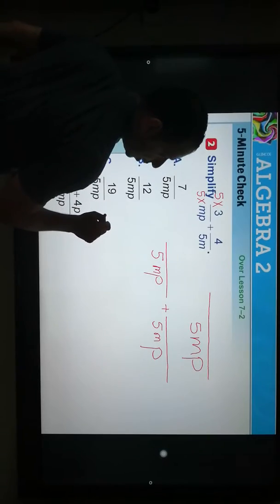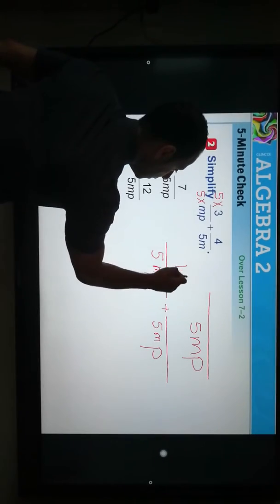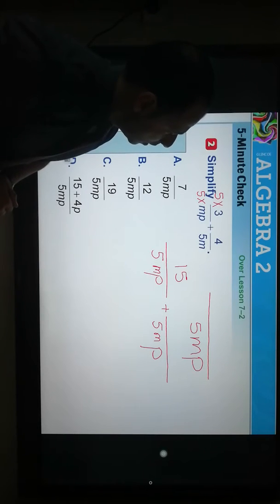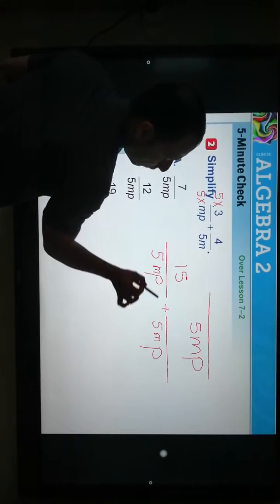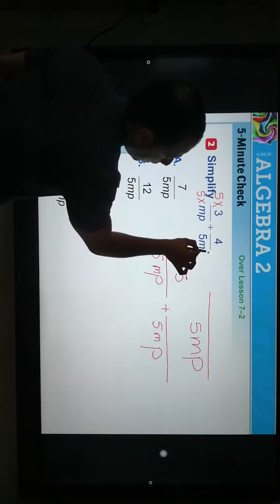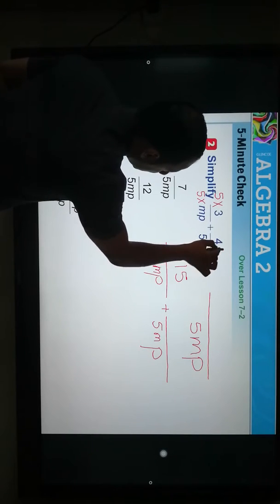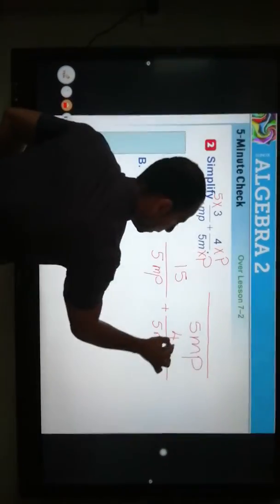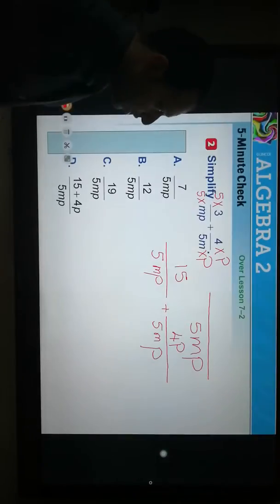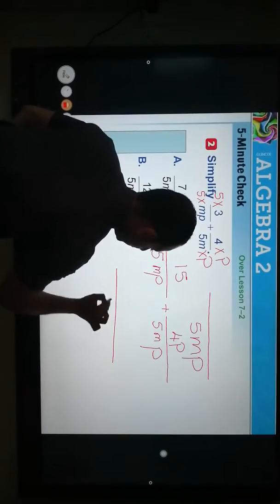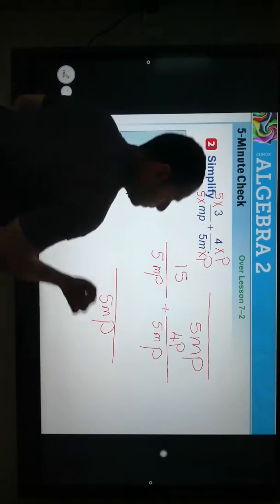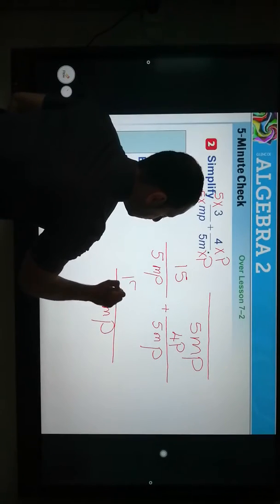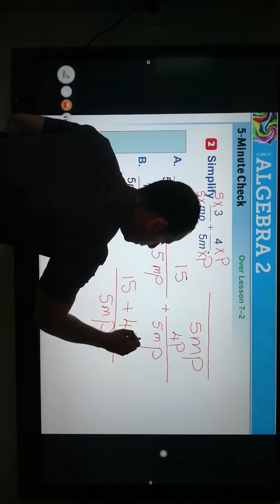So 5 times 3 equals, yes, 15. And the second, in the same way, we must multiply, yes, excellent, by b, because 5mb, here 5m, so just multiply by b, so it becomes 4b. After that, we write the common denominator as it is, and then we add: 15 plus 4b.